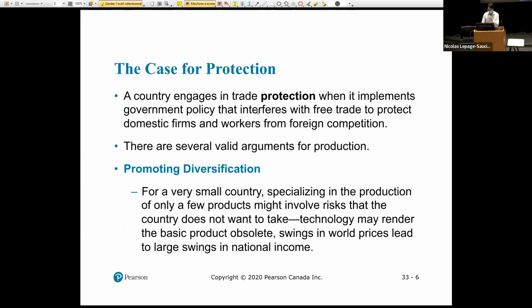A country engages in trade protection when it implements government policy that interferes in free trade to protect domestic firms and workers from foreign competition, to the detriment of consumers, of course. There are several valid arguments for protection. Promoting diversification: a very small country specializing in the production of only a few products might involve risk that the country does not want to take. Technology may render the basic product obsolete. Swings in world prices lead to large swings in national income.